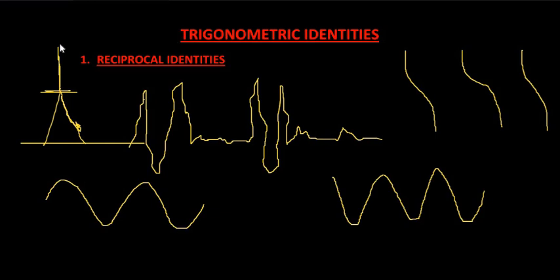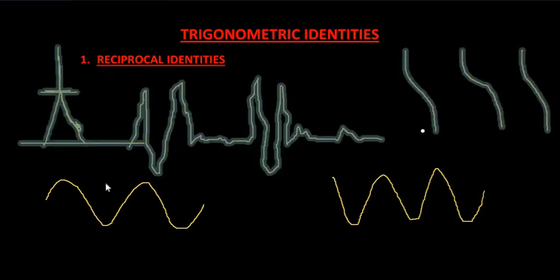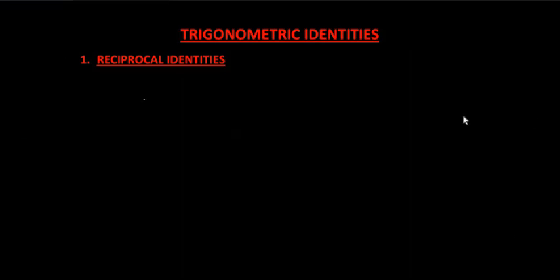So let us start learning the trigonometric identities in detail now. Let me just get rid of all of this. Alright, let us start with the first one, which is called reciprocal identities. In my previous video on Introduction to Trigonometry, I explained that there are three basic trigonometric ratios and each one has its own reciprocal. I am going to explain the same over here.